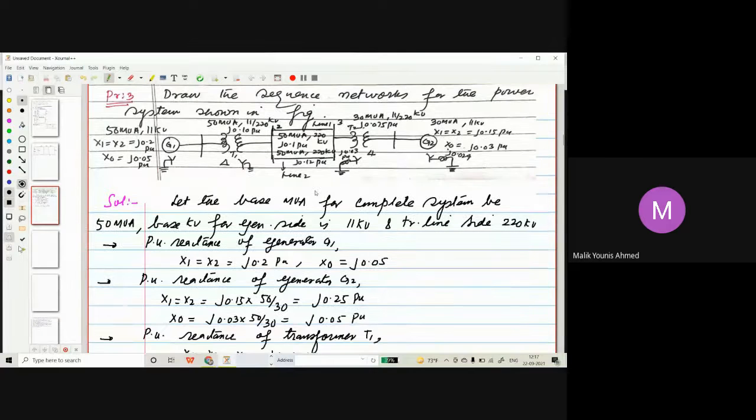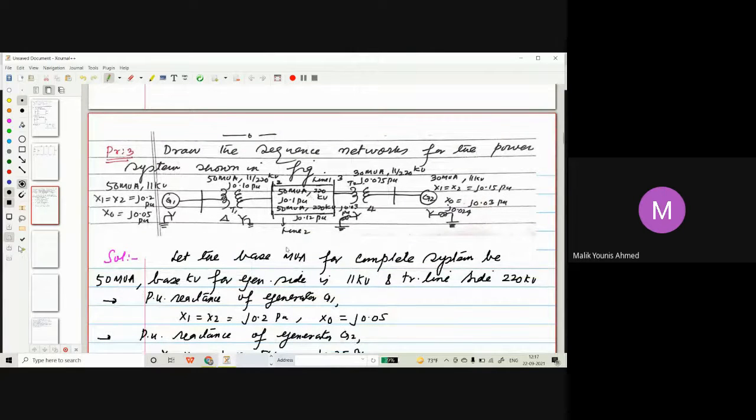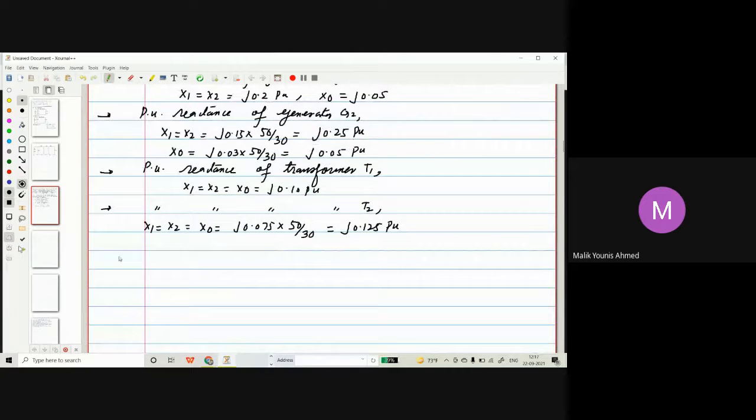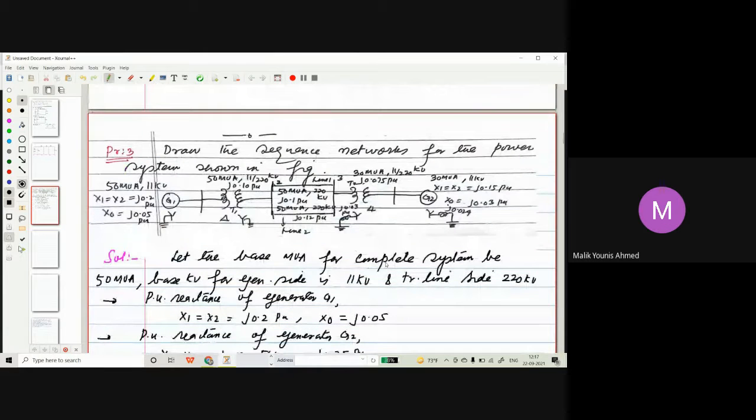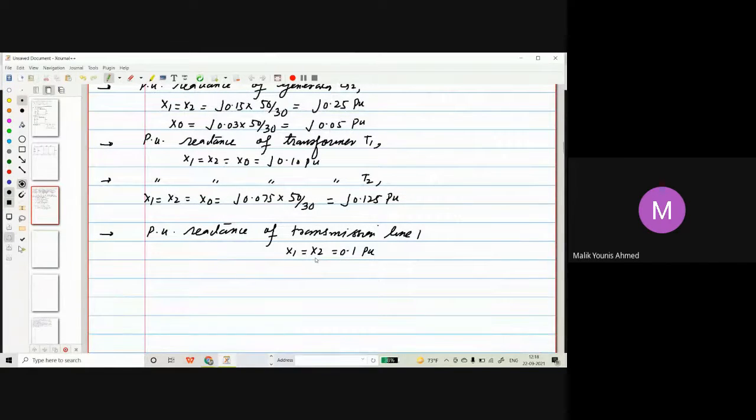J0.1 for line 1 and J0.12 for line 2. Okay, next is per unit reactance of transmission line 1, and that is X1 will be equal to X2 will be equal to 0.1 per unit. Okay, it is given, 0.1 per unit.